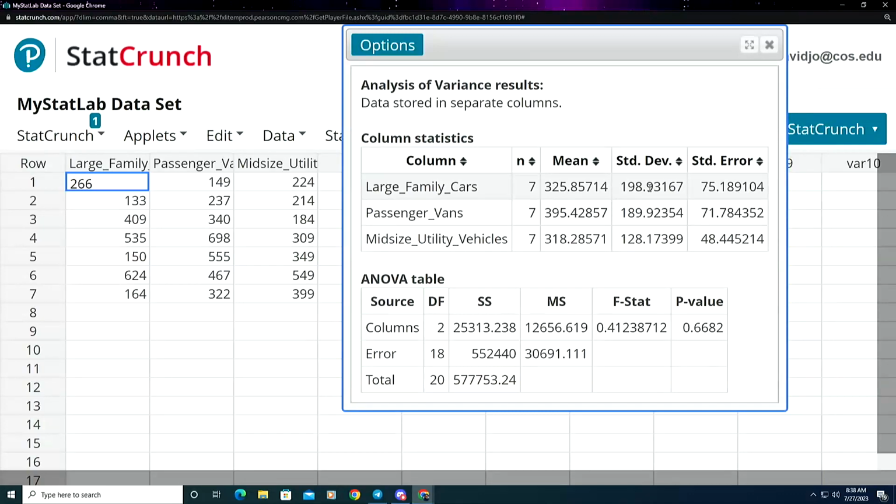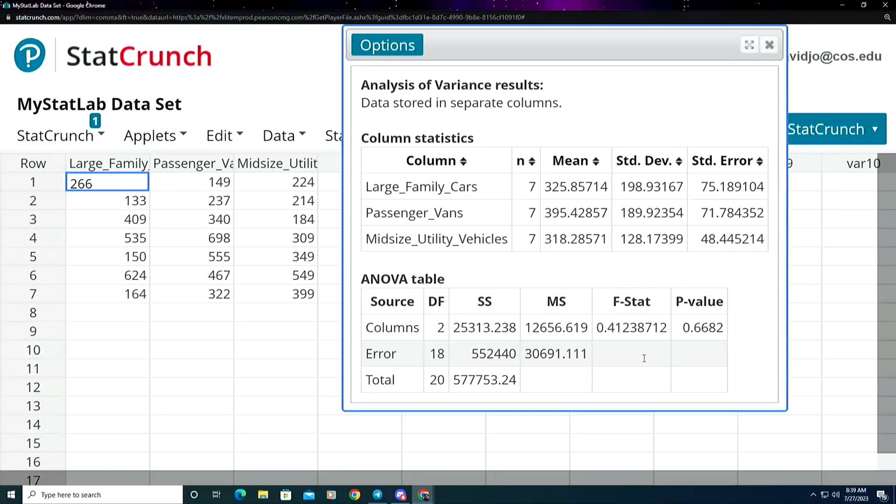When you're going through the homework for chapter 13, just do the ANOVA test. And when you need to check to see if the largest is less than 2 times the smallest, you have the standard deviations here. If the problems ask for sum of squares or mean of squares, this data is right here. SS is sum of squares, mean of squares is MS. Fstat is our test stat. So I'm going to write down my test stat is 0.412388712, and my p-value is 0.6682.